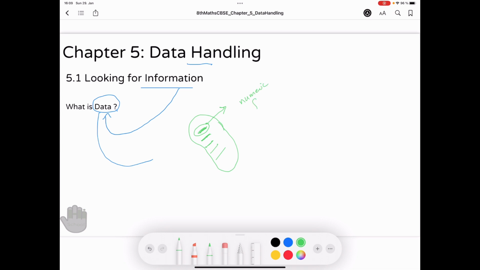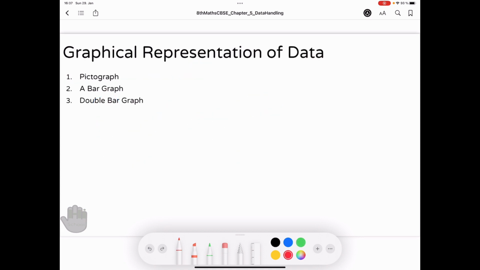Okay, numeric form. So what is numeric form? 1, 2, 3, 4, 3.4, 5.6, in the form of numerals, in the form of numbers. As we know, we look for information in the given data. Now it's easier to look for information in given data when data is represented graphically.